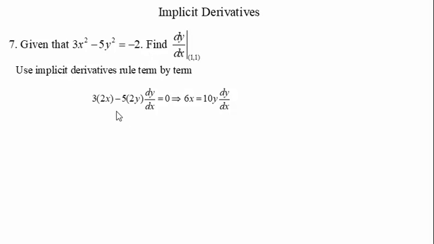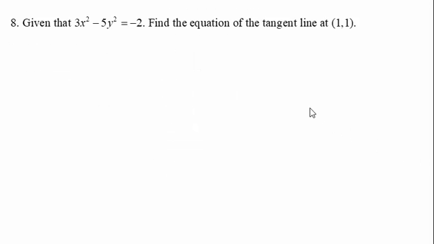Now the simplification part, you get 6x minus 10y dy/dx equals this. Now you can add 10y dy/dx, so you get this. Now divide both sides by 10y and you get dy/dx. Simplified version is 3x over 5y, and then replace your x by 1 and y by 1 to get this. You are done. Next example I'm taking is a follow-up from number 7.